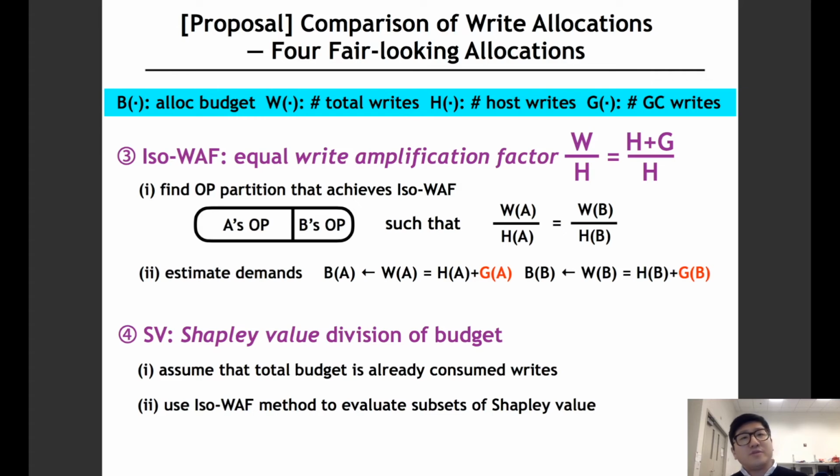Finally, we use Shapley value in write allocation, assuming that the total budget is the already consumed writes. We apply Shapley value to the division of the total budget. In calculating the expected writes of subsets, we use the IJO-WAF method to partition the OP in each subset.